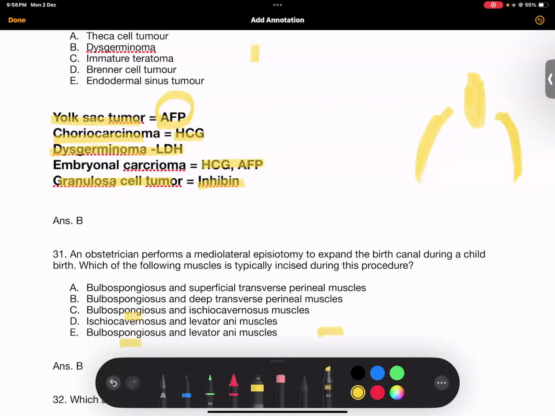And now there are two transverse perineal muscles. So one is your superficial and one is your deep transverse perineal muscle. Okay, superficial and deep, sorry. So basically the bulbospongiosus and the transverse perineal muscles are the ones actually cut in this mediolateral episiotomy, yes.